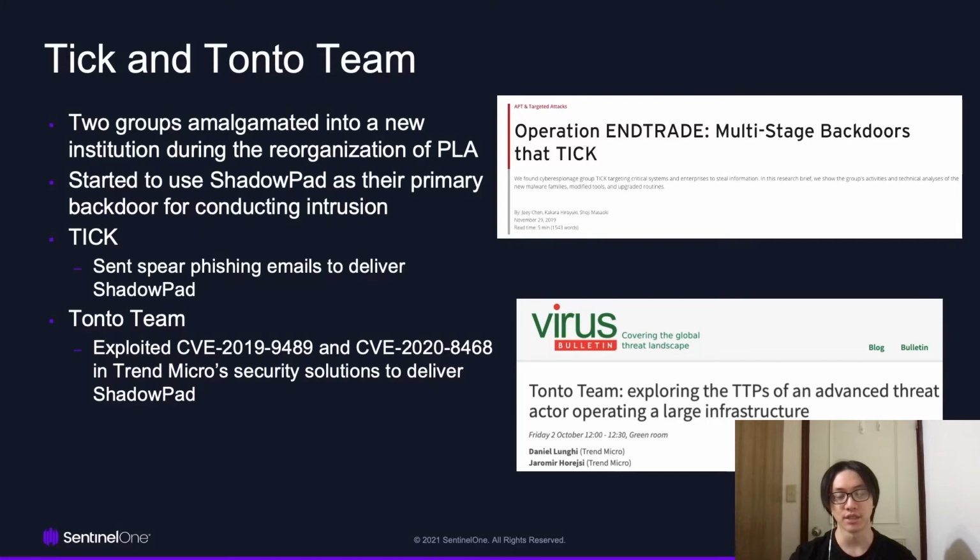Throughout 2019, Tick crafted and sent spear phishing emails to deliver ShadowPad into victims' networks for information stealing and long-term espionage. In 2020, Tonto Team exploited CVE-2019-9489 and CVE-2020-8468 in Trend Micro's security solutions that were exposed to the internet in order to deliver ShadowPad into internal networks for further exploitation.